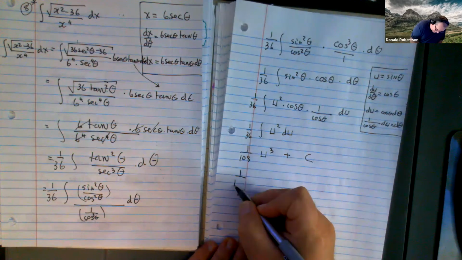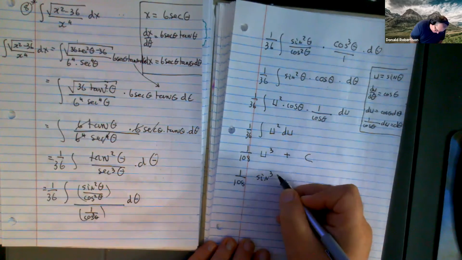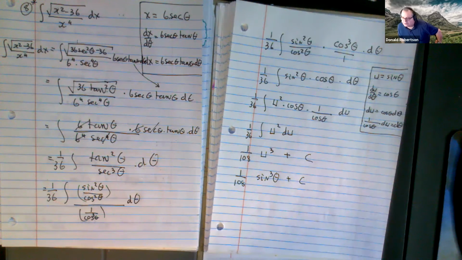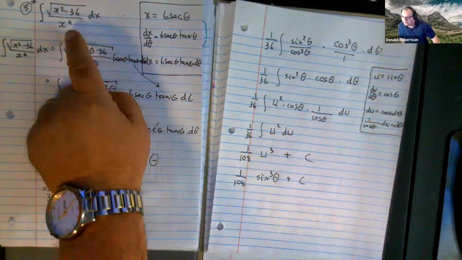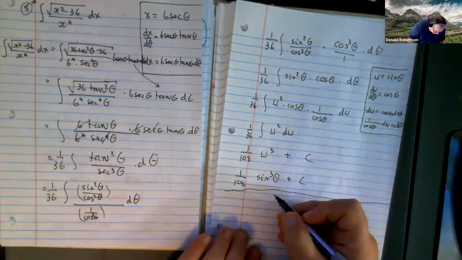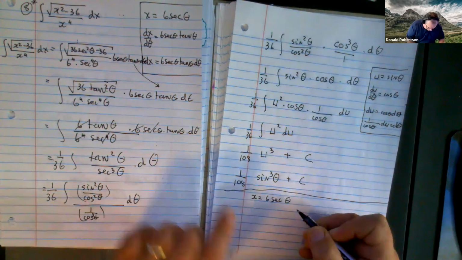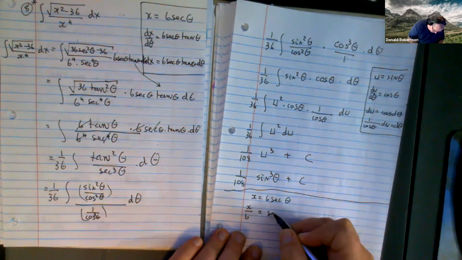Return back to the thetas, right? And we're at this point. So far, so good. Now, is the last stage to take the integral, which will be in thetas, and return it back to x's? So I know that x is 6 secant theta. We used it here. So x over 6 is secant theta.